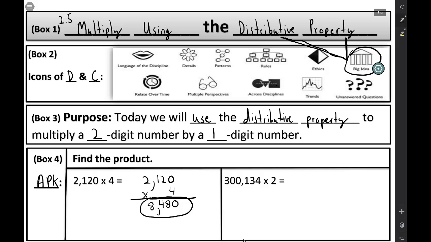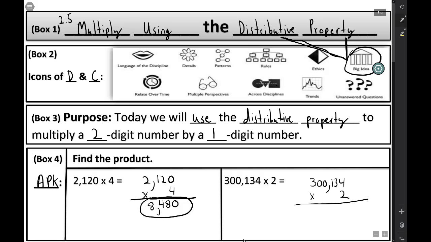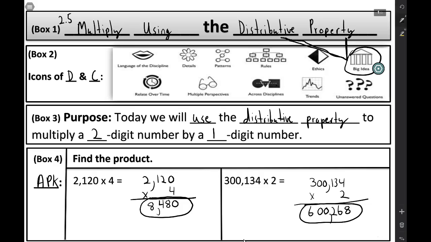And again, I have the numbers 300,134 times 2. I would definitely align this in vertical form. It just makes it a little bit easier for us. And then I would multiply this out. So 2 times 4 is 8. 2 times 3 is 6. 2 times 1 is 2, comma. 2 times 0 is 0. 2 times 0 is 0. And 2 times 3 is 6. My product is going to be 600,268. So if you got both of those, great, awesome job, okay?